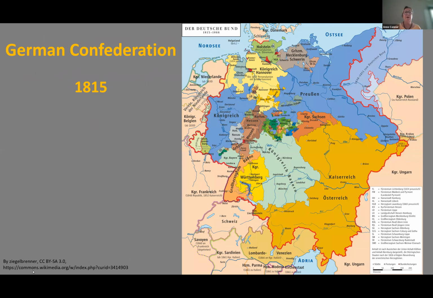The next map shows you the German Confederation that was founded in 1815, which changes the borders slightly. And as you can see, at that time Austria is still part of the Confederation. So you have the red border there.